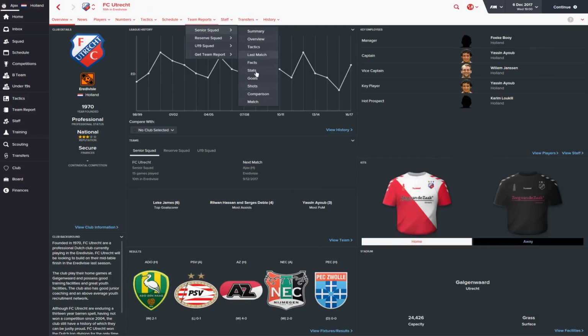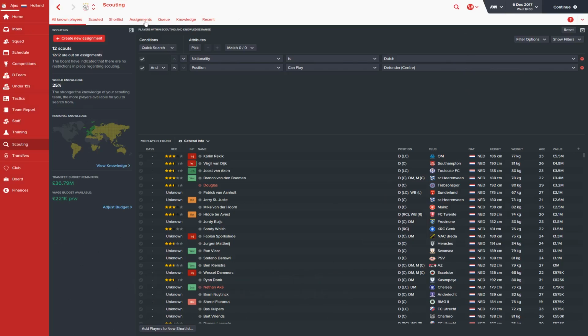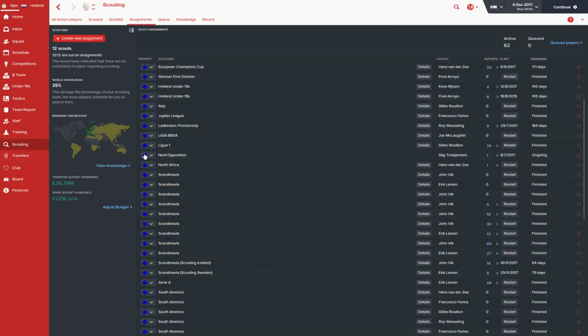It's very, very important that you note you've got to have a scout. So if you come into scouting, into assignments, you've got to have a scout set up to be doing a next opposition assignment here. If you don't have this set up, you won't be able to get any information from those team reports where we just were. So very, very important you do have someone set up to that, and it is ongoing. If you set up your scouting manually, it's very important that you do have someone set up to do that.